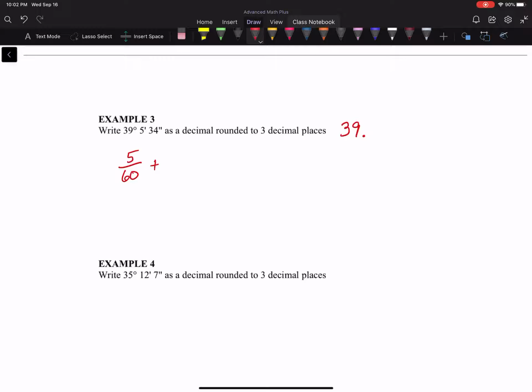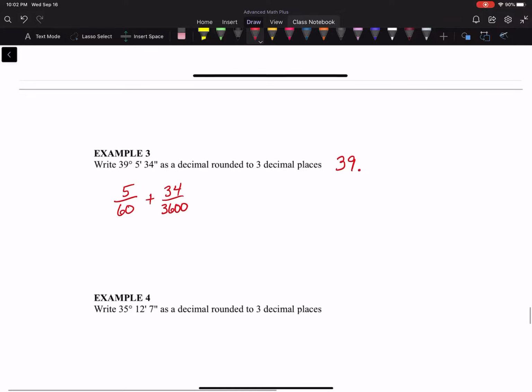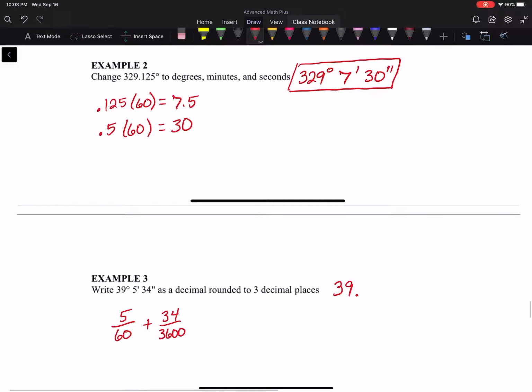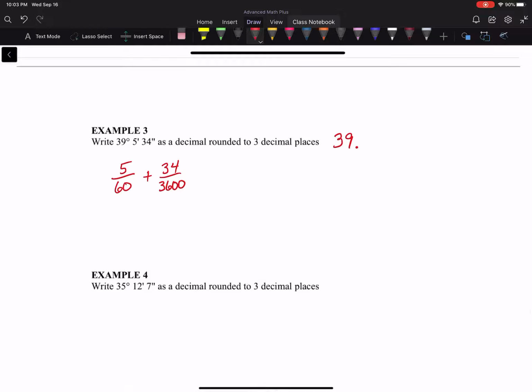to add the seconds divided by 3600. Now we're dividing by 3600 because to get the seconds up here, we actually multiplied by 60 2 times. So 60 times 60. So down here we're actually dividing by 60 2 times, which 60 times 60 is 3600. So basically you just put 5 over 60 plus 34 over 3600 in your calculator, and you get that decimal and round it to the nearest thousandth, because it says 3 decimal places.